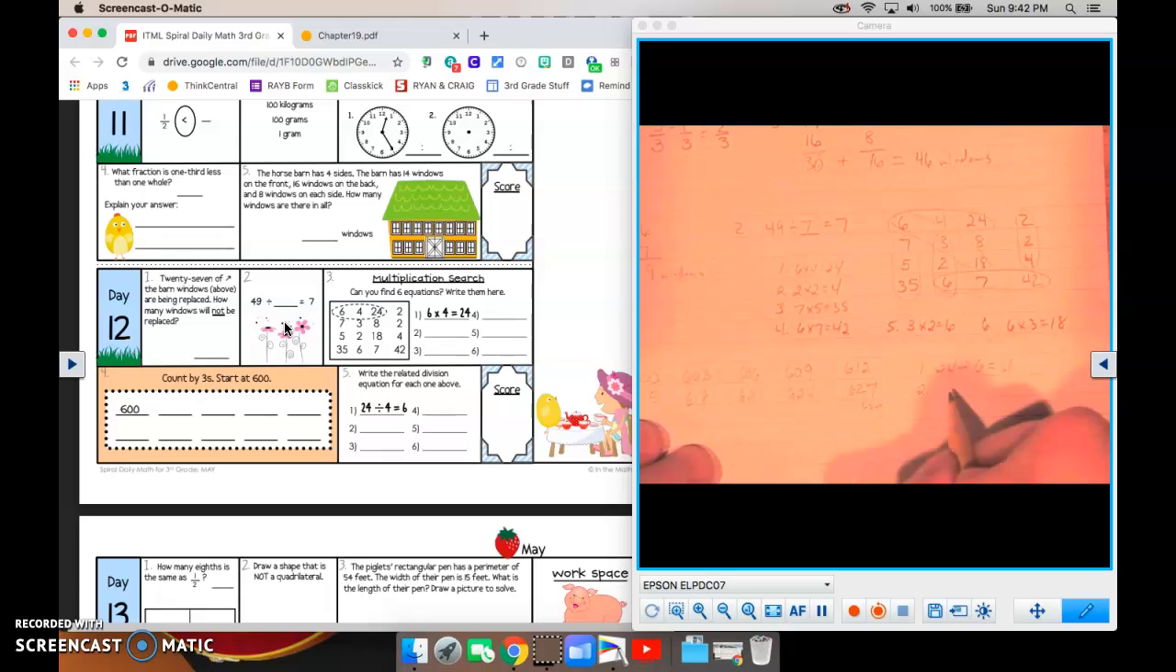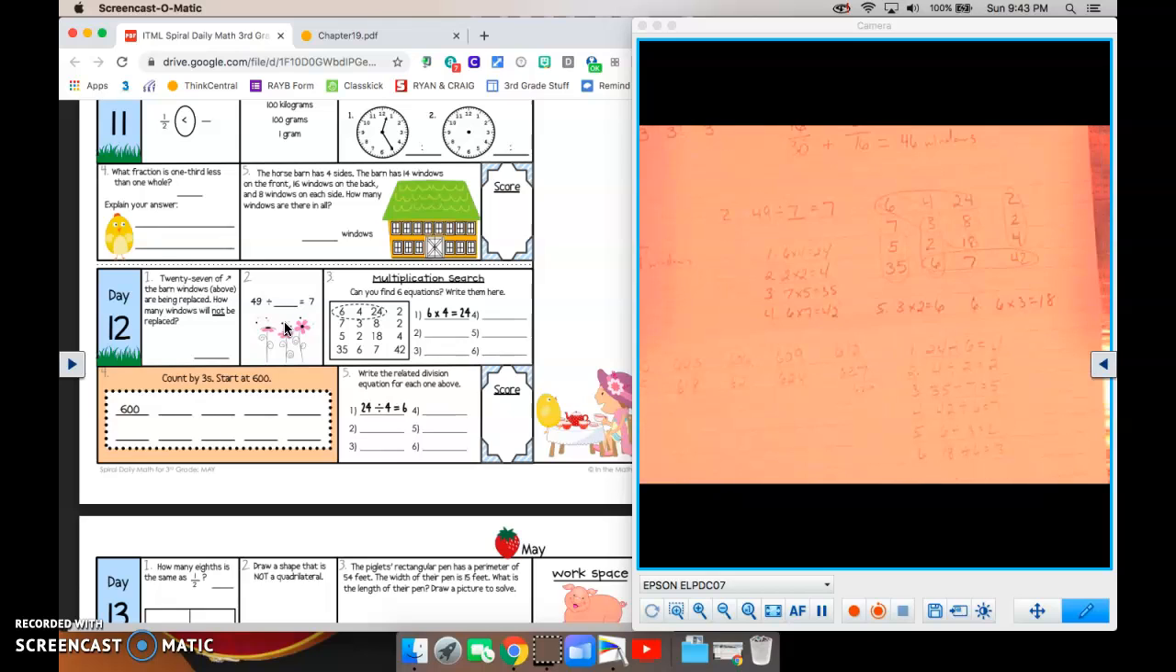Number 2, 4 divided by 2 equals 2. The third one is 35 divided by 7 equals 5. 42 divided by 6 equals 7. 6 divided by 3 equals 2. And 18 divided by 6 equals 3. So if they're switched around a little bit, the 3's there, the 6's there, whatever, it's all the same thing.